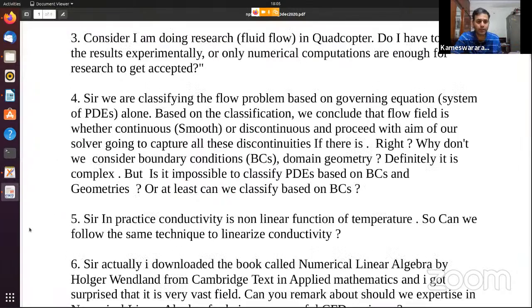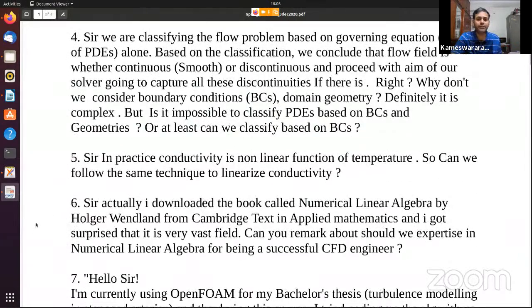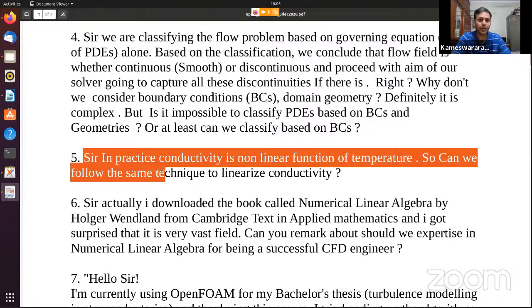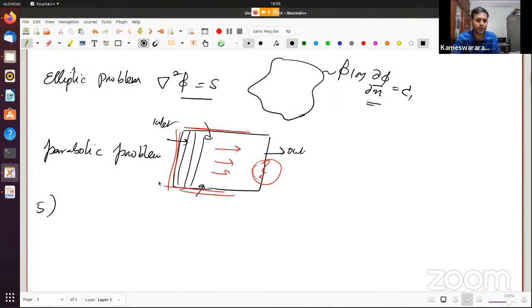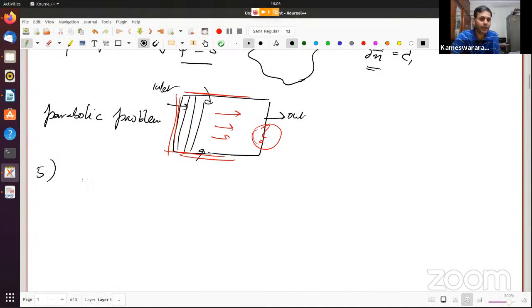All right, let's look at the next question. In practice, conductivity is a non-linear function of temperature. So can we follow the same technique to linearize conductivity? Well, yes. So the non-linearity that we talked about is for the source term. If the source is a non-linear function of temperature, then we have learned how to linearize and use it.